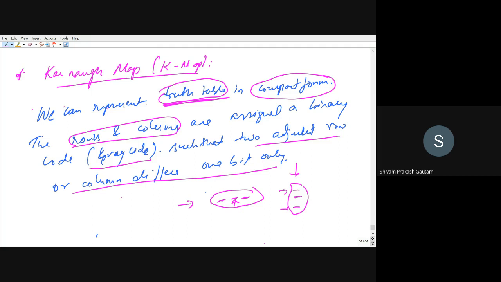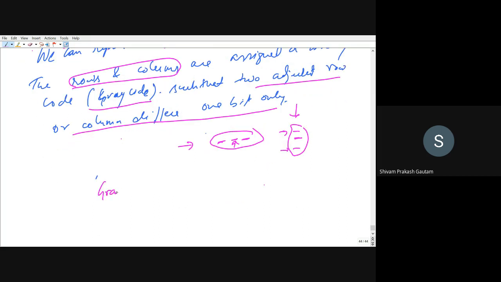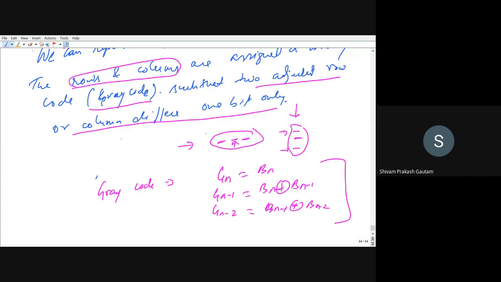Okay. What is gray code? We have seen gray code. So this K-map is arranged in a format of gray code. So gray code is, that is GN. If you are having binary code, the most significant bit of binary will be equal to the most significant bit of gray code, that is BN is equal to GN. Then the second last, that is GN minus 1, can be represented by BN XOR with BN minus 1, right? GN minus 2 can be represented by BN minus 1 XOR with BN minus 2. So these are the ways how we have calculated the gray code from binary code, right?